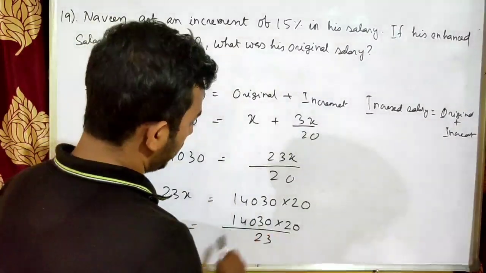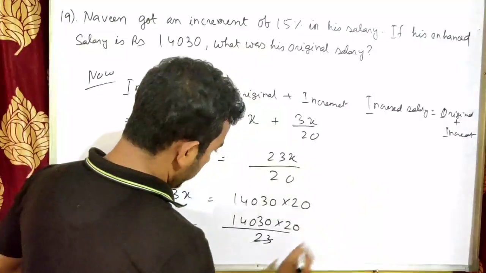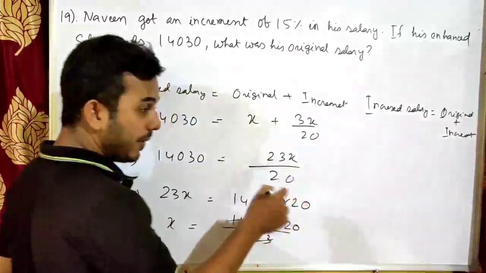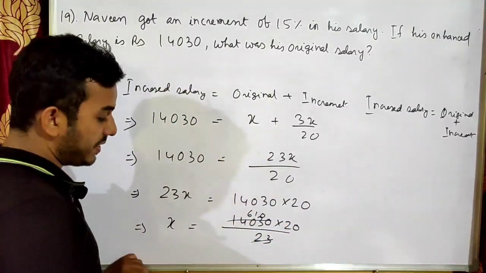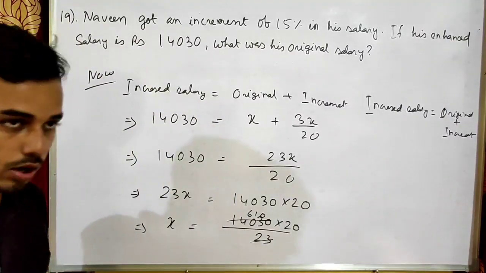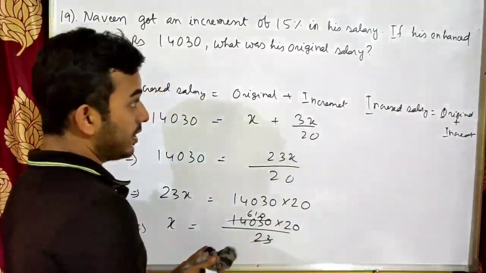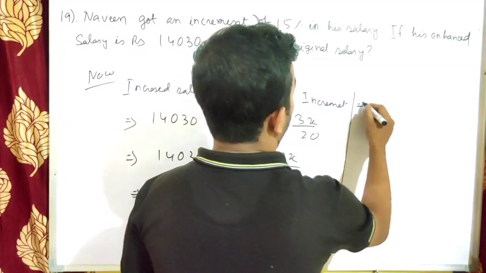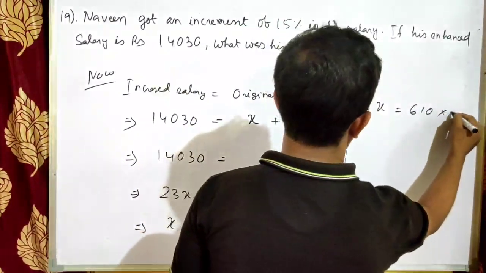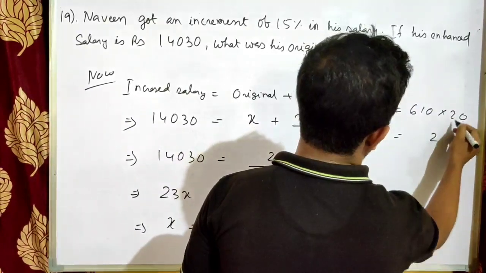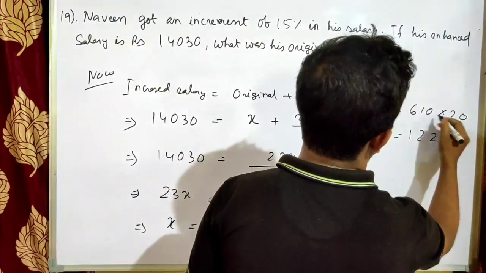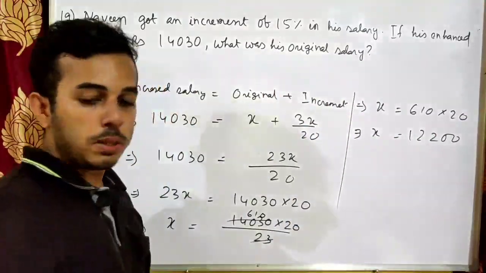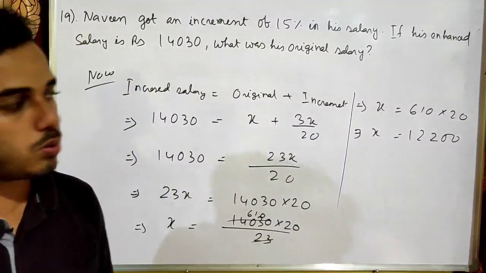Okay, so now if we cancel this with 23, if you divide, it will be 610. So x equals 610 into 20. Let us find out the value of x. 610 into 20. 2 into 1 is 2, 6 into 2 is 12, then this 20. So that is 12,200. Is it correct? It is 12,200. Yes.